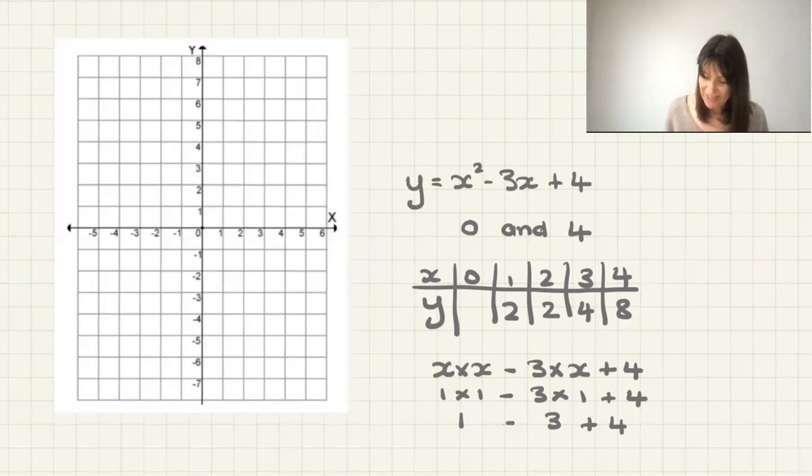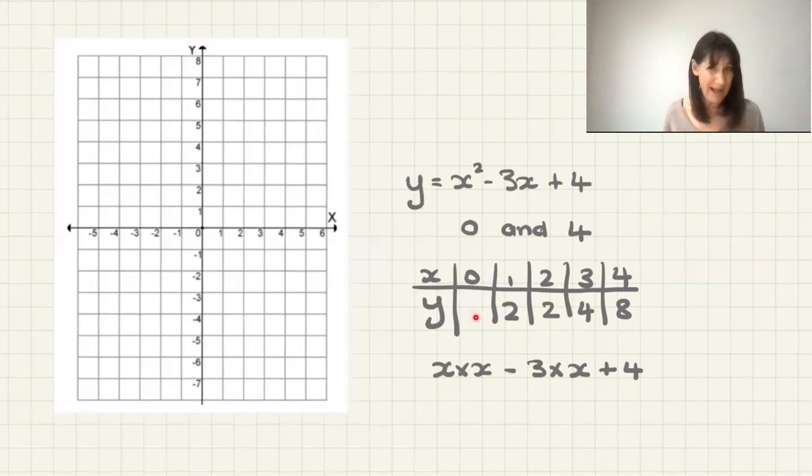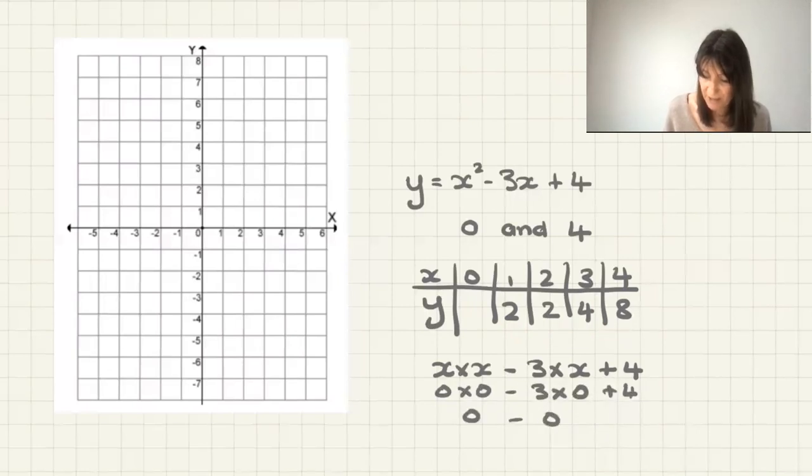Last one. Now, my prediction for the last one is 4. I'm looking at the table and it's gone 8, 4, 2. 2 means it's not dropping anymore. It's starting to go back up. So 4, if I go by the pattern, should work. I'm not just going to trust that. I'm going to check that. So 0 times 0 minus 3 times 0 plus 4. 0 times 0, 3 times 0, 0 take 0, 0. Add on that 4, and there it is.